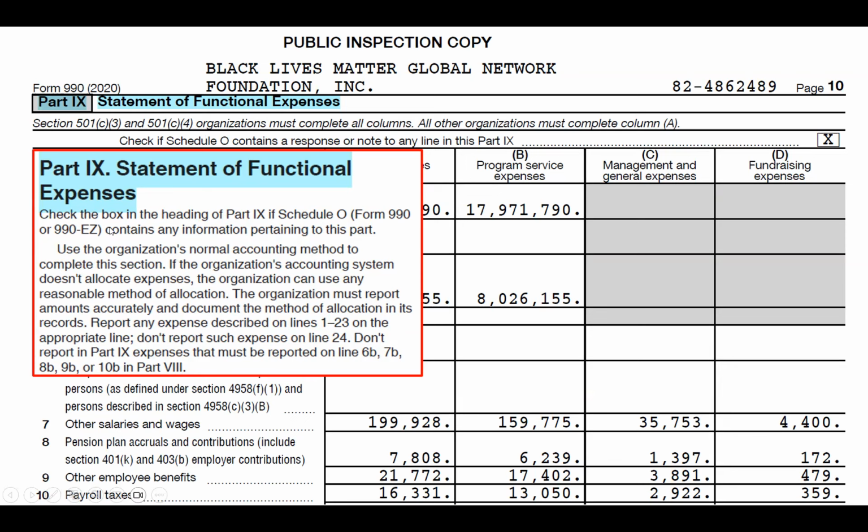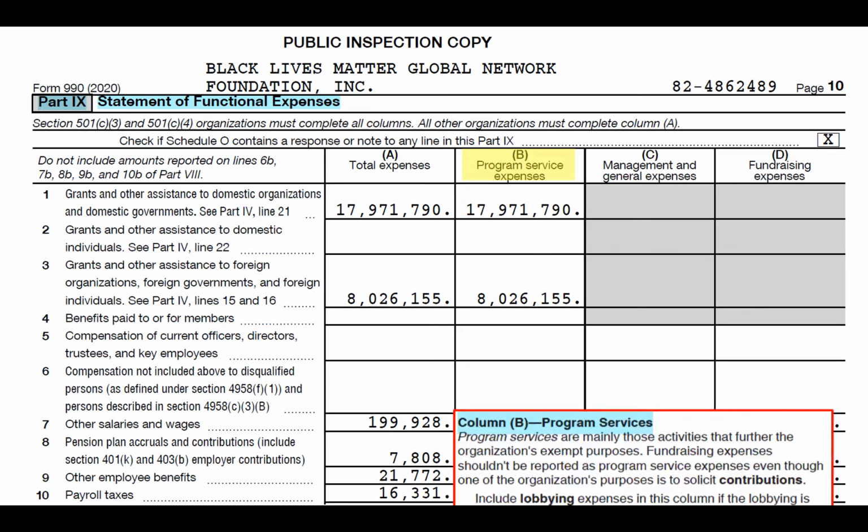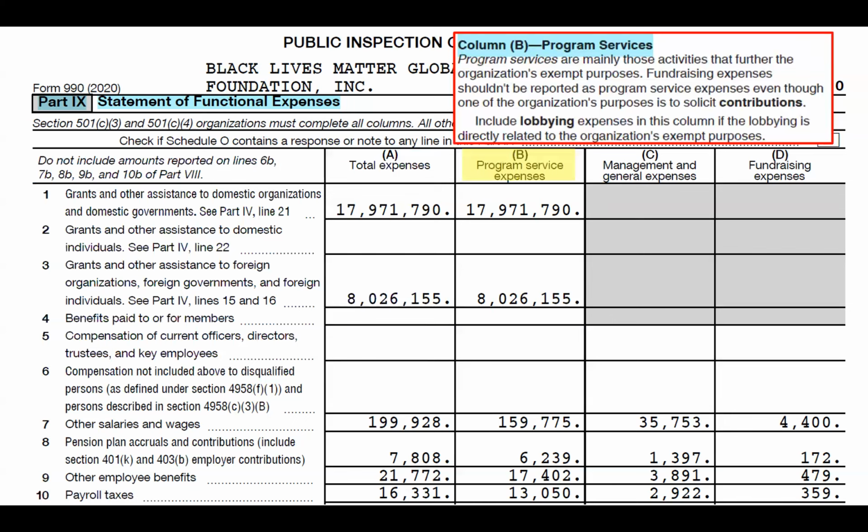Okay, so let's move forward. Now I'm going to talk about or define the columns that are across the top here. You see A, B, C, and D. A is total expenses. B, program service expenses. C, management and general expenses. And D, fundraising expenses. So let's take some time to talk about each one of these columns. The first column I'm going to start with is column B, program service expenses. And this is how it is defined.